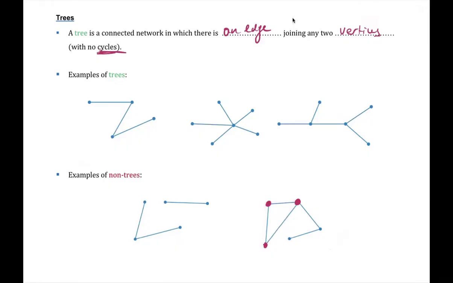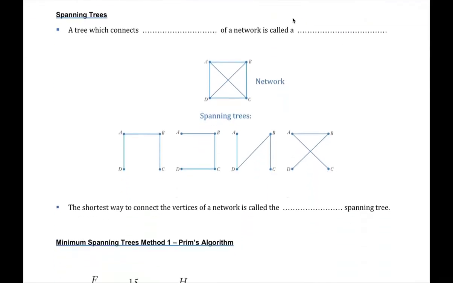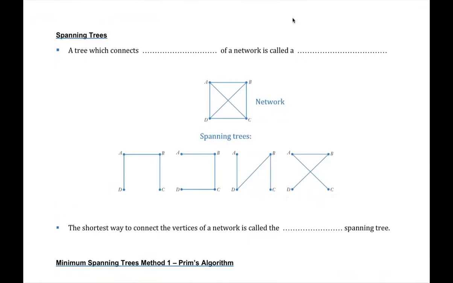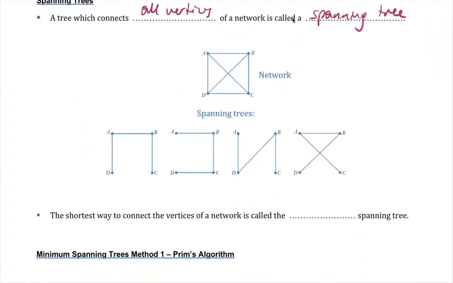Now, we want to talk about what's known as spanning trees. So a spanning tree is a tree which connects all vertices in the network. Okay, so all vertices. And that is called a spanning tree. So if we look at the network here below, A, B, C, and D, there are different types of spanning trees that you can have, including the minimum spanning tree, by the way. It's not unique. We can connect A, B, C, and D in that way.